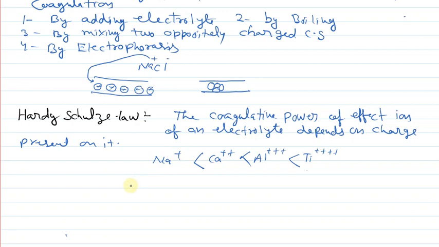If we are neutralizing positive colloidal particles, then the effective ions will be negative ions: Cl minus, CO3 minus minus, PO4 triple minus, and Fe(CN)6. This is Hardy-Schulze law.